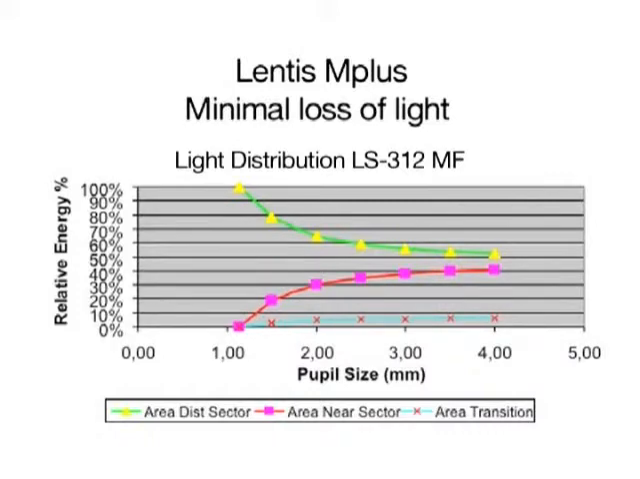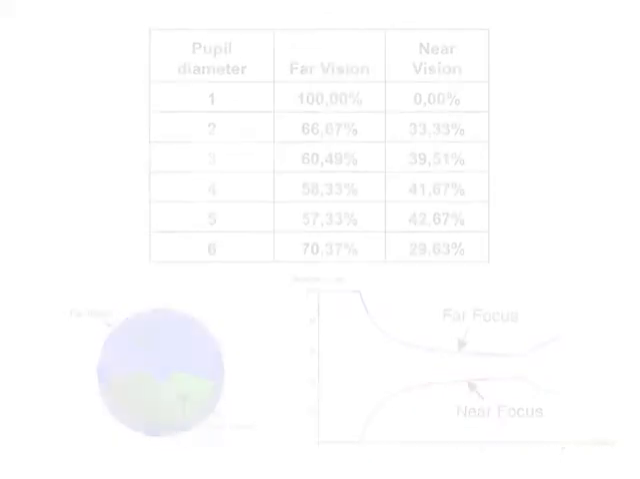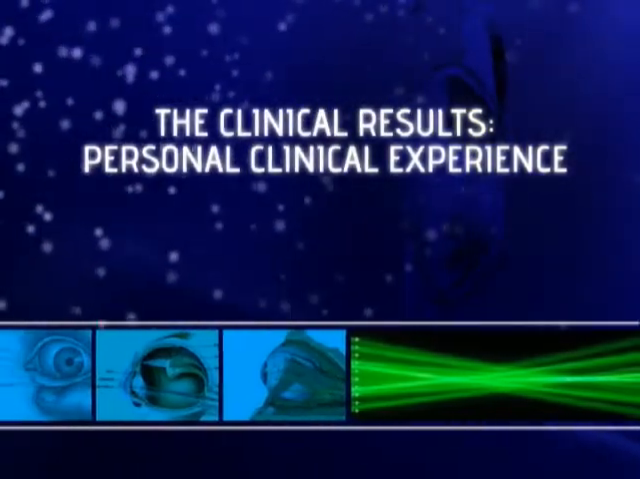The lens keeps an almost constant light distribution for pupil sizes between 2 and 5 millimeters, with the energy distributed in each of the foci being about 60 to 66% of the light for far and about 40 to 42% of the light for near. This creates a far focus dominance which improves neuroadaptation. The clinical results in our personal clinical experience are outstanding.